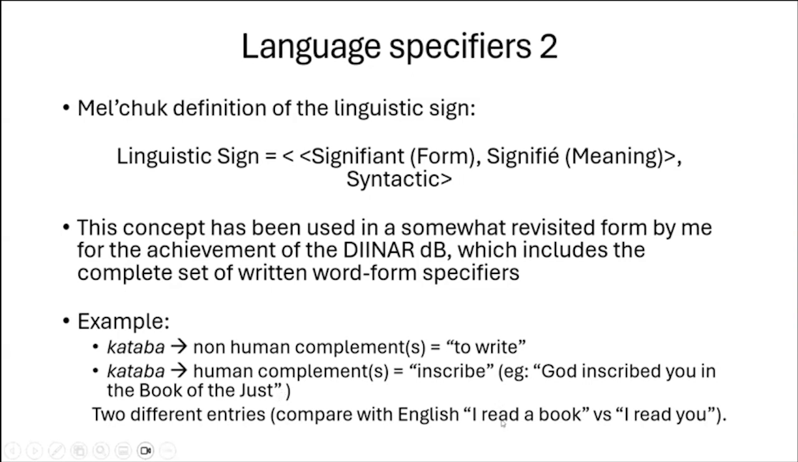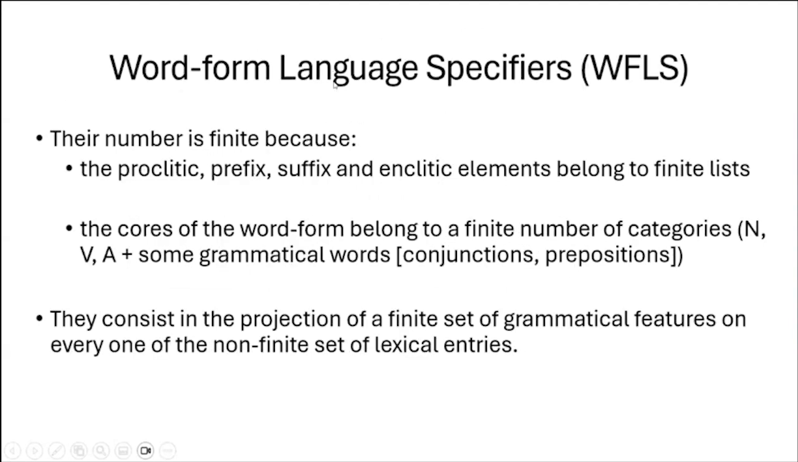You have the same in English with I read a book and I read you. You can't read someone in English, okay? In French, it's a little bit different. So we have language specifiers. The number is finite because the number of grammatical elements right and left of the core is in finite sets. And then the core of the word form belongs to a non-finite number.